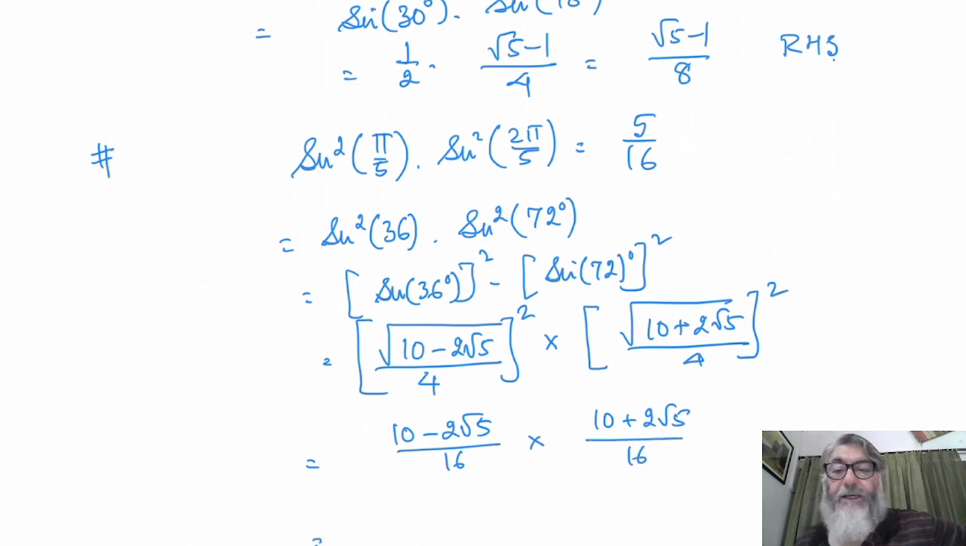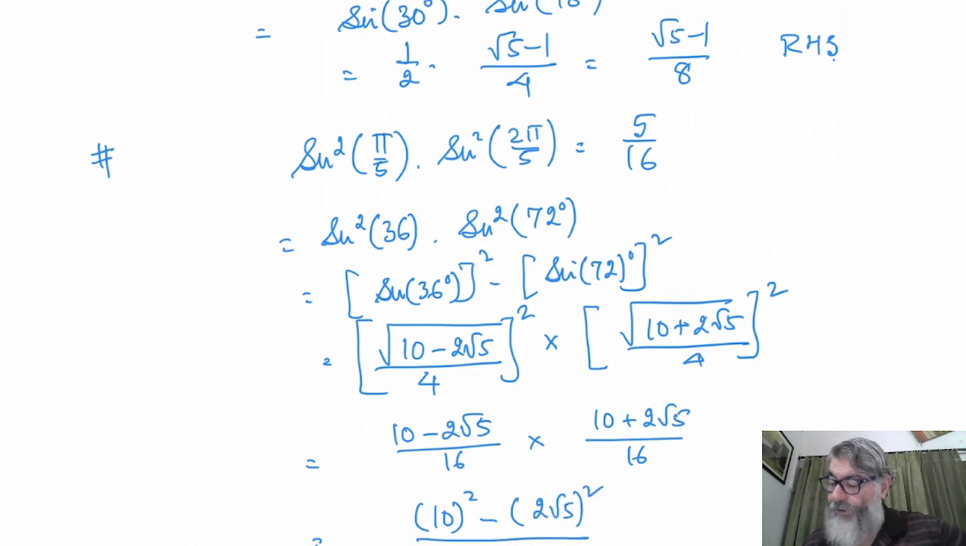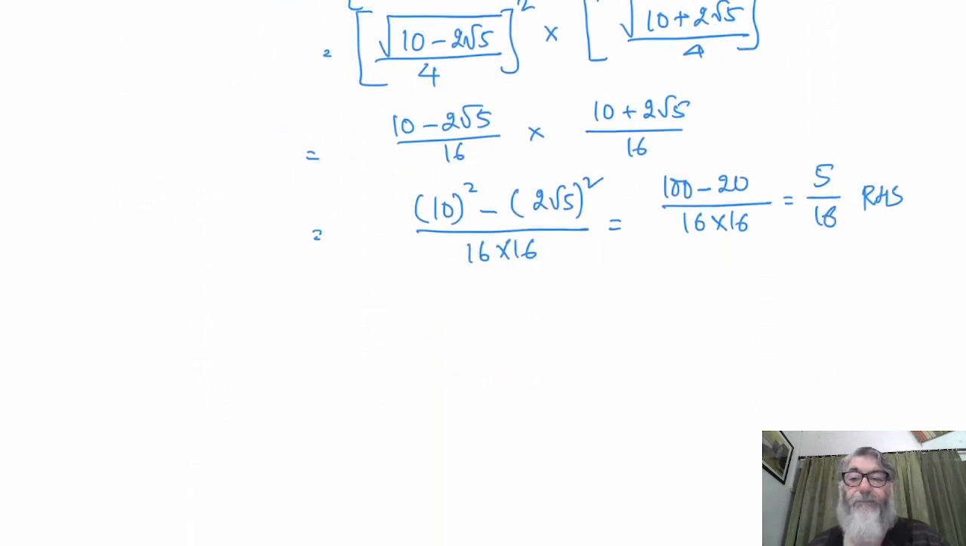So a minus b, a plus b will give you a square minus b square, that is 10 whole square minus 2 root 5 whole square upon 16 into 16, that is 100 minus 4 5s are 20, upon 16 into 16. So 80 upon 16 into 16 is 5 upon 16, which is right hand side. Now let's do more sums on this.